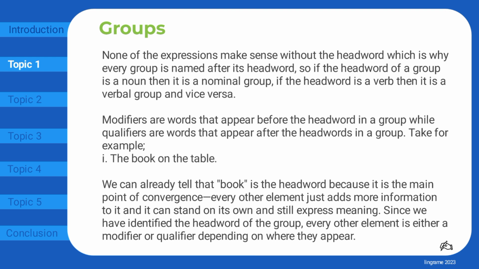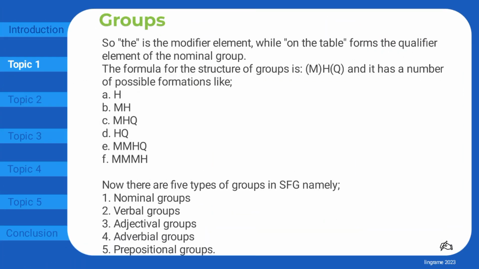Modifiers are words that appear before the head word in a group, while qualifiers are words that appear after the head words in a group. Take for example, the book on the table. We can already tell that book is the head word because it is the main point of convergence. Every other element just adds more information to it, and it can stand on its own and still express meaning. Since we have identified the head word of the group, every other element is either a modifier or qualifier depending on where they appear. So the is the modifier element, while on the table forms the qualifier element of the nominal group.